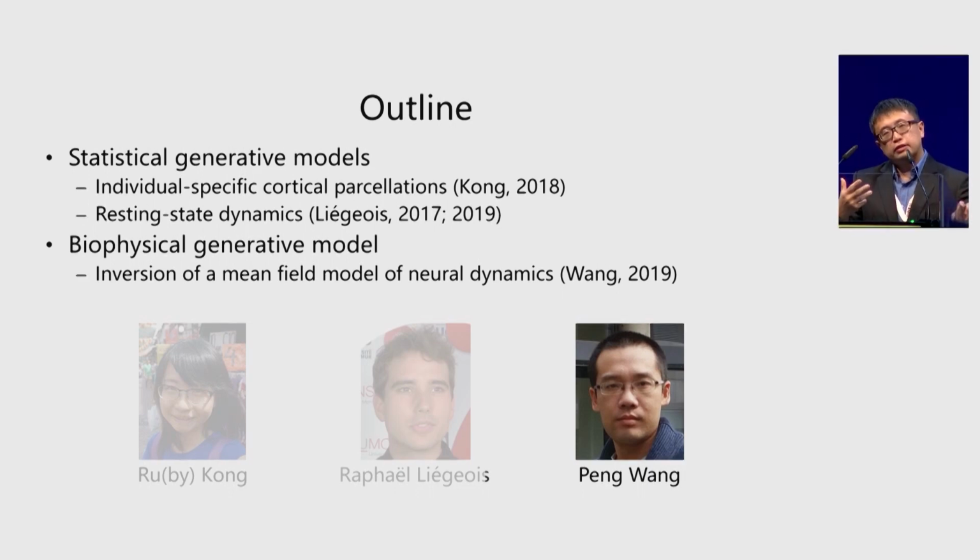Although the autoregressive model can capture resting state dynamics very well, it is a statistical generative model. As a result, it can be hard to derive mechanistic insights from it. So a few years back, I became very interested in biophysical generative modeling. And today we'll talk about our work on neural mass modeling.